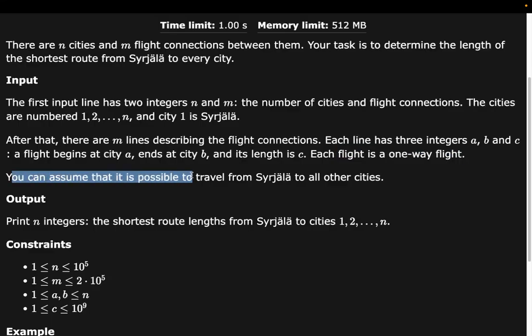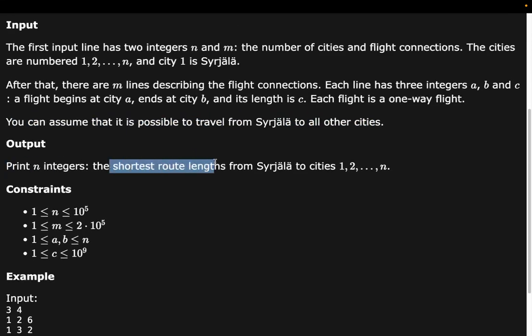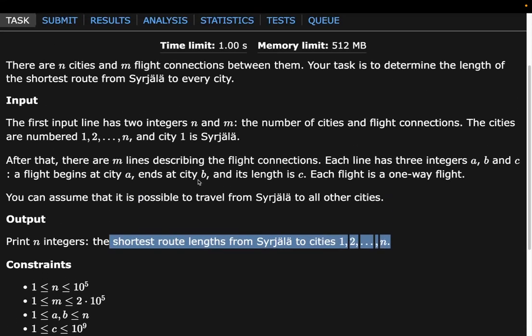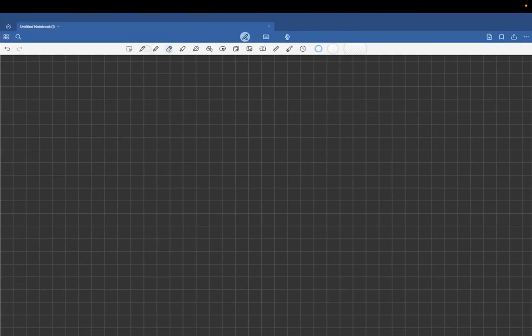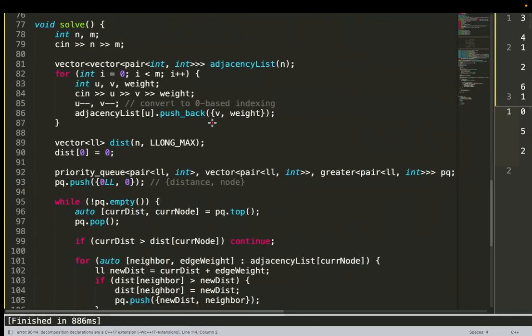You can assume that it is possible to travel from Syrjälä to all other cities. You have to print n integers, the shortest route length from Syrjälä to cities 1 to n. Okay, so let's first of all try to understand what the problem is. The problem says that there are n cities numbered from 1 to n. Let's suppose this is city 1, city 2, city 3, city 4, city 5. There is a flight between cities as you look.